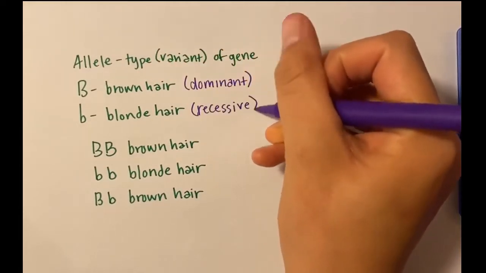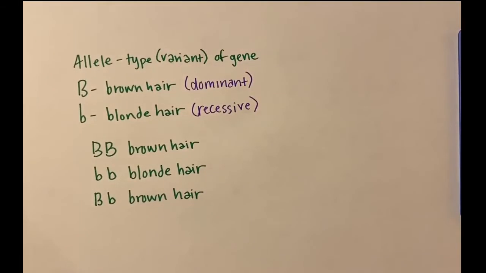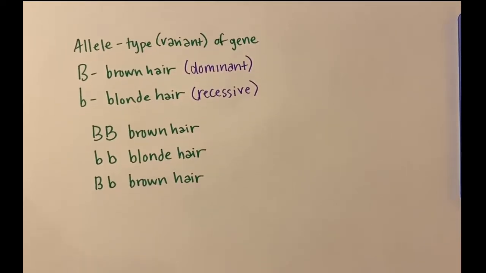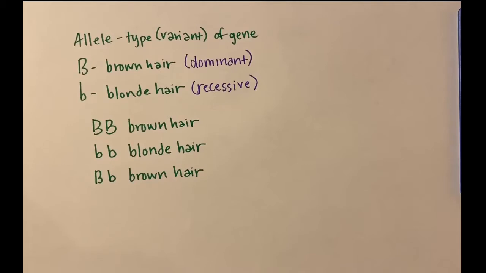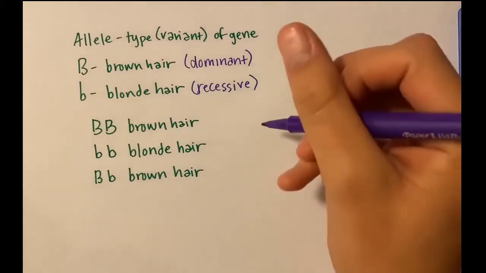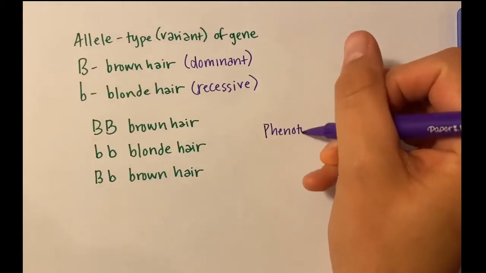When talking about Mendelian genetics, big letters like big B represent dominant alleles. Little letters like little b represent recessive alleles. When a person inherits one dominant allele and one recessive allele, like a person with the genotype big B, little b, the dominant allele big B will dominate the phenotype that is expressed. Therefore, the person will have the phenotype of brown hair.